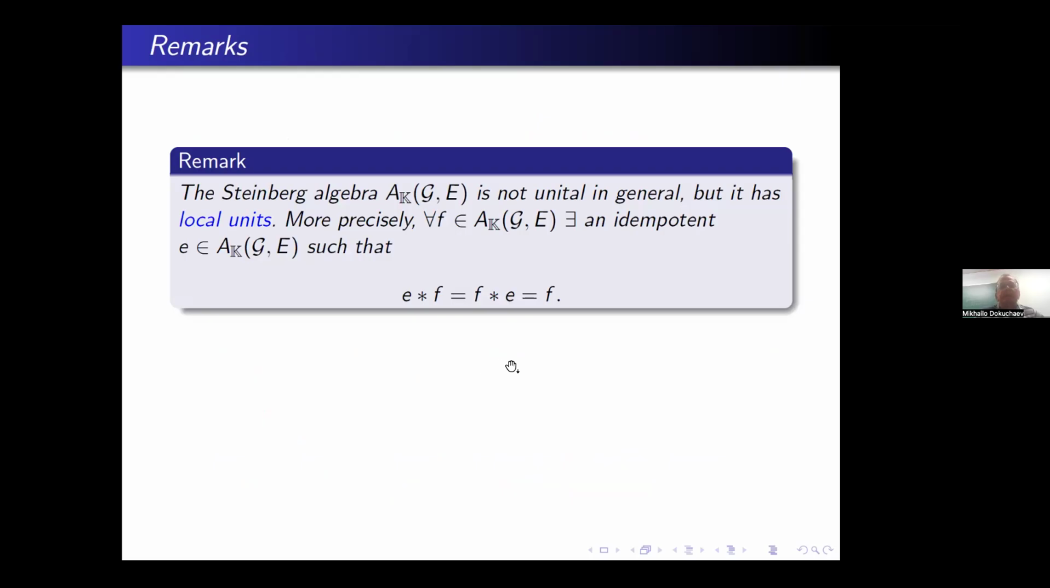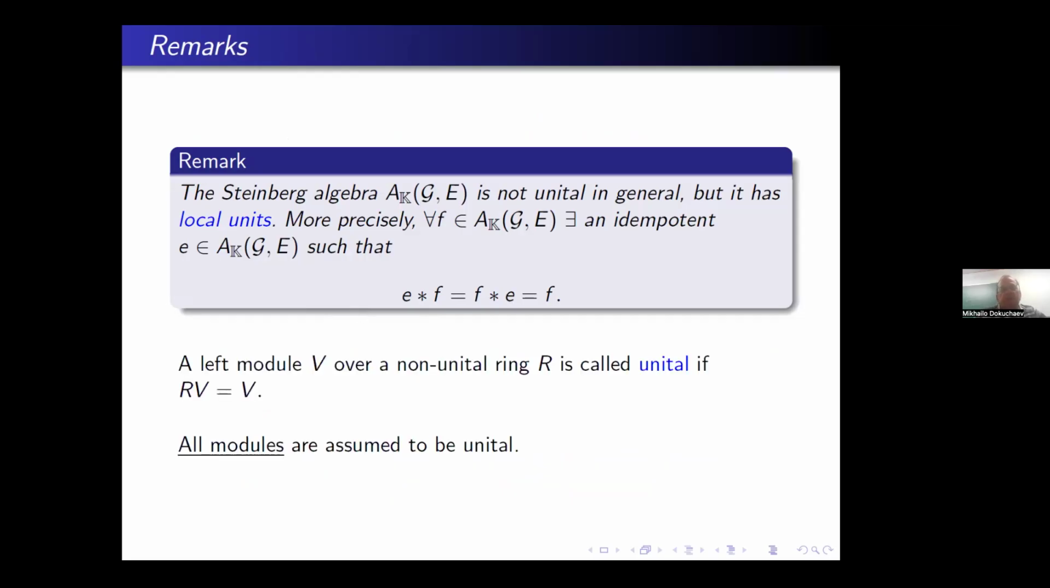Some remarks. So this Steinberg algebra is not necessarily a unital algebra, but it has local units. That means that for any element f of the algebra, there is an idempotent e such that the products e times f and f times e are f. Since we have a non-unital ring, we need to define what is a unital module. It's the usual definition in ring theory. If R is a not necessarily unital ring, then a module V is called unital if RV equals V. And we assume that all modules are unital.